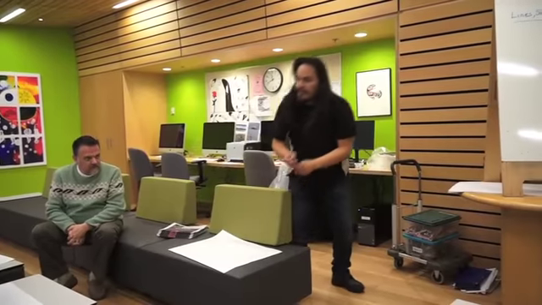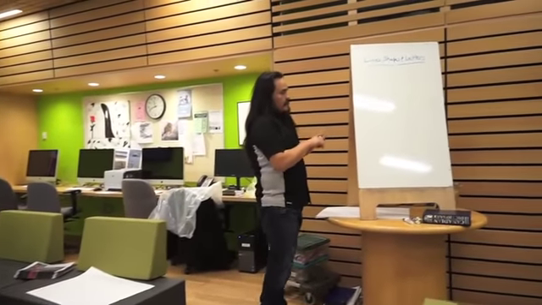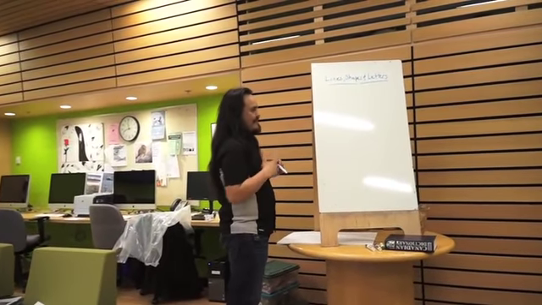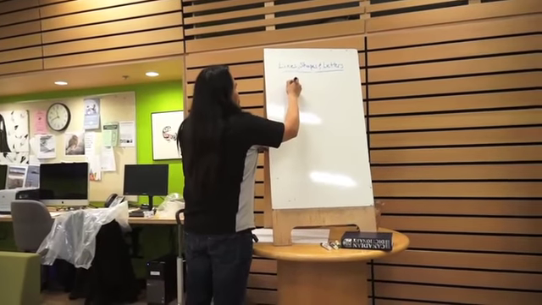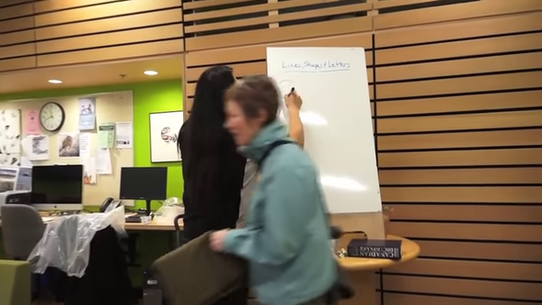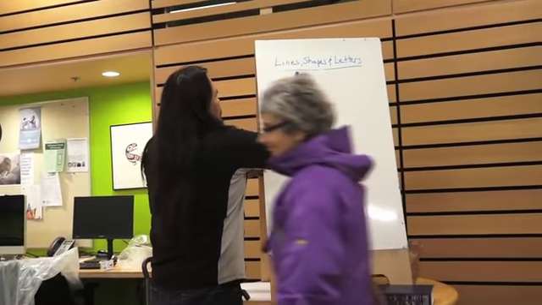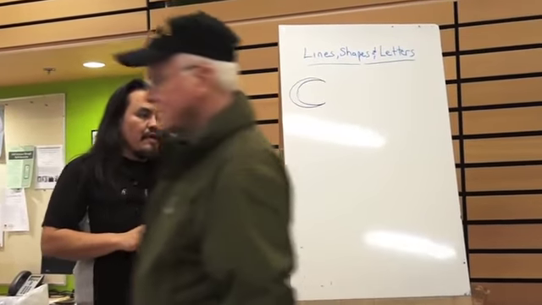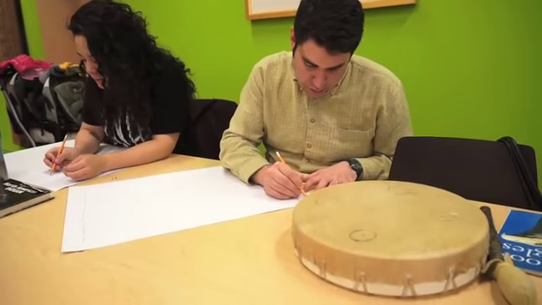And the first image that we are going to draw together is a letter C. So you can draw that anywhere inside your picture frame. Go ahead.